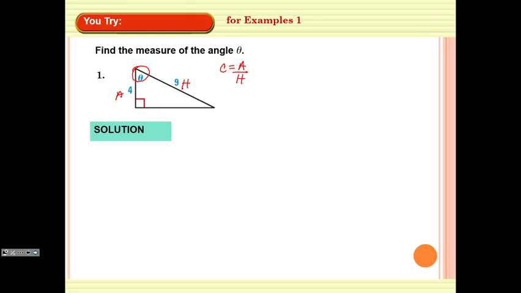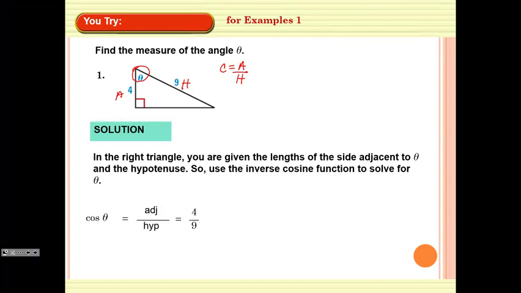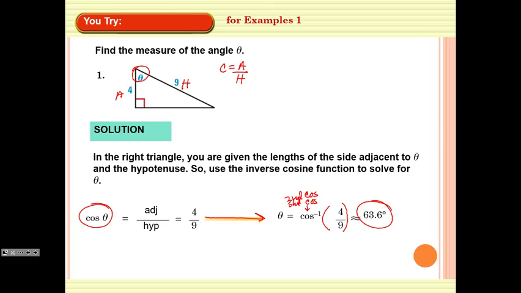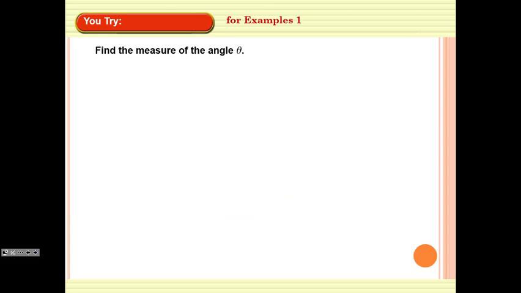So what we're going to do is take the lengths. Here's our cosine, it's adjacent over hypotenuse, 4 over 9. Go on here and hit second cosine or shift cosine, whatever your calculator needs. It should give you cosine -1. It'll give you a left parenthesis, type in 4 divided by 9, right parenthesis, and then round it to the nearest tenth. So here's your answer, 63.6.